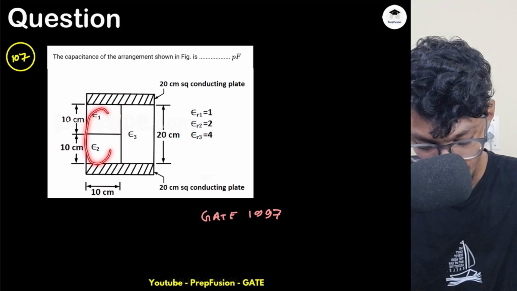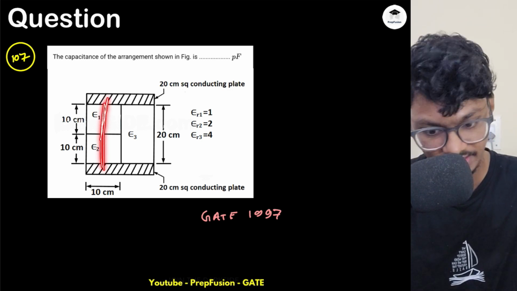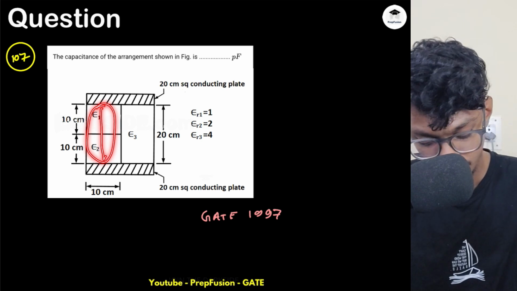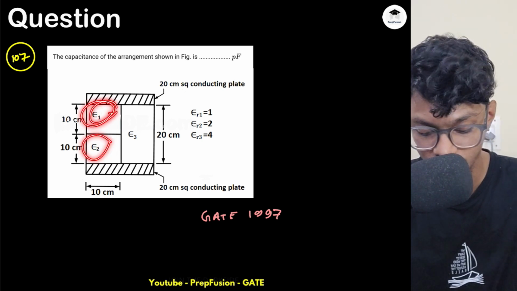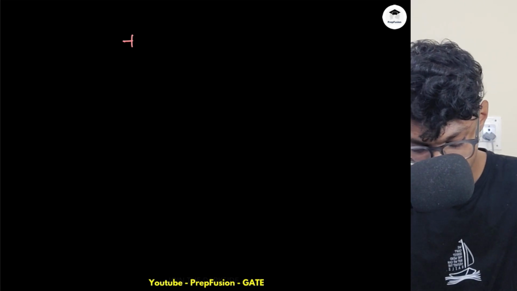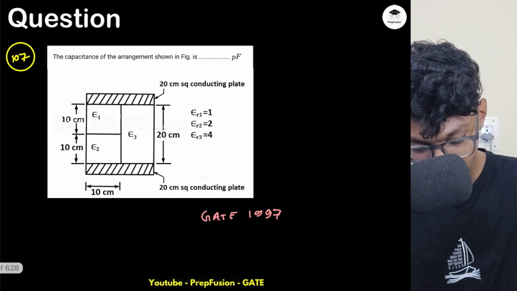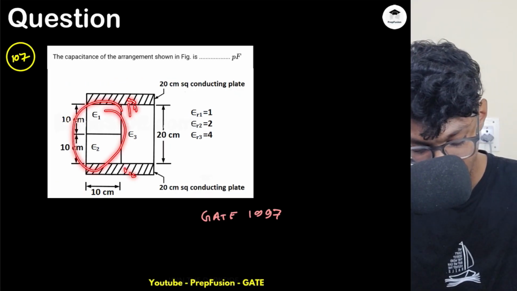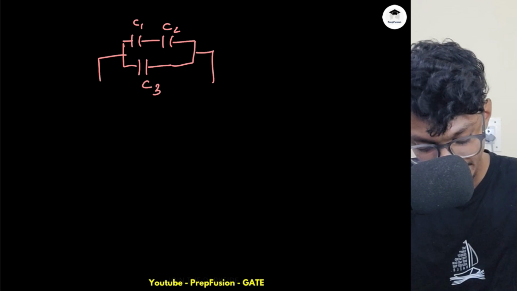So obviously these two are in series, because the electric flux density is the same throughout, right? So these two are in series. Let's assume due to epsilon 1 there is capacitance C1 and due to epsilon 2 there is capacitance C2. So these two plates will simply be in series, C1 and C2, okay? And the third plate, if I observe, has the same potential difference as the combination of these two. They are connected at the same endpoints, right? So it will be in parallel with the series combination of C1 and C2. So this is the combination basically.